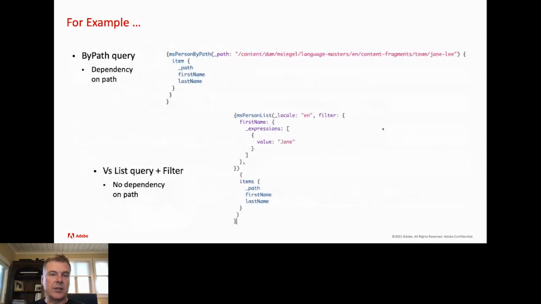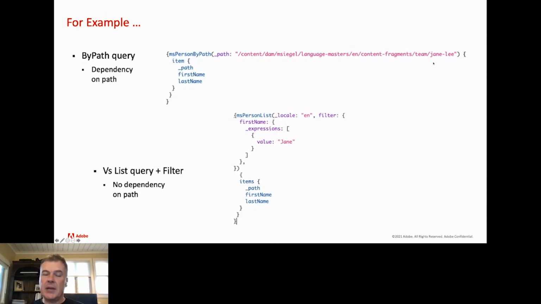let me go to this slide here first. Here, for example, is a by path GraphQL query. So that is possible. You can request individual fragments with such a query here, where you can get a response for only that one particular fragment for a person called Jane Lee.